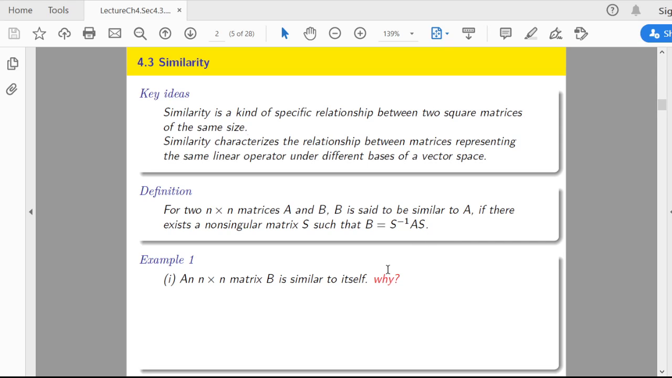The first question is, is B similar to itself? The answer is yes. Why? For that, you can just look at the definition. So the left side is B. Then here in the middle is B. Now how to get this? That's simple. We just take S equal to the n by n identity matrix I. Then this equation is satisfied.